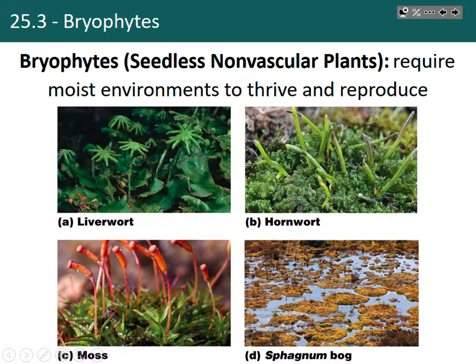Then we have the mosses down here. You looked at some mosses a little closer at the Botanic Gardens. In a sphagnum bog, the sphagnum is actually a type of moss that creates that floating mat, if you have ever visited a bog.